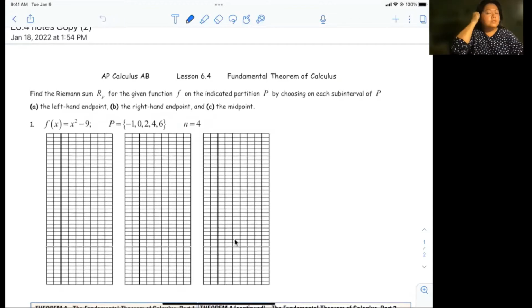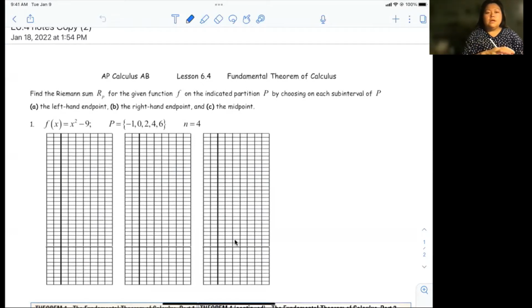Okay, we're on lesson 6.4, the fundamental theorem of calculus. So before we go there, we're going to refresh our ideas of using LRAM, RRAM, and MRAM to estimate our area, right? So find the Riemann sum. Riemann sum is just a very fancy way of saying using rectangles to approximate the area.